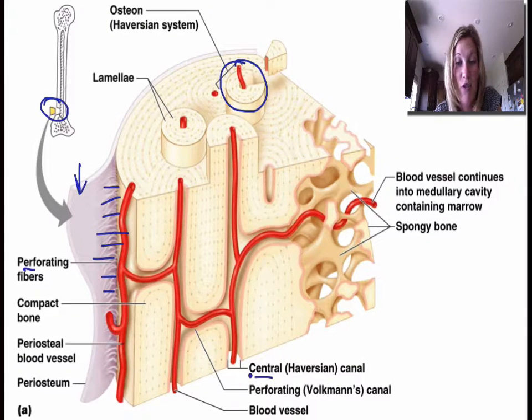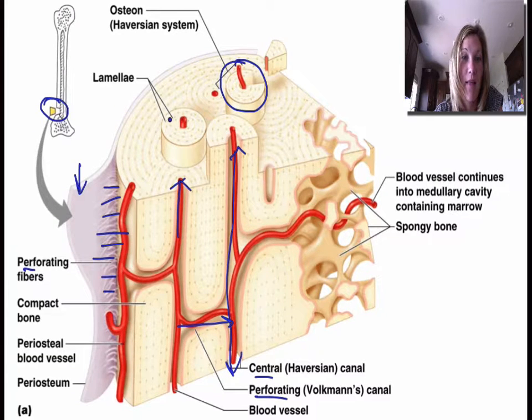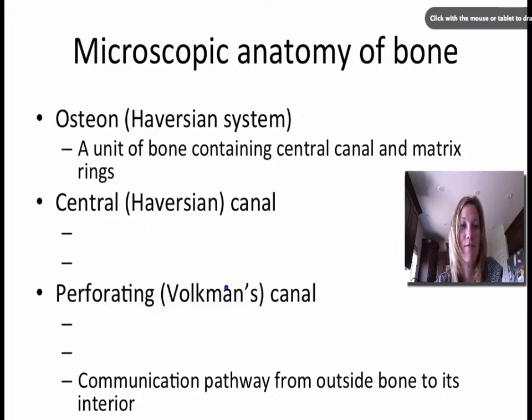Then we have a central canal. A central canal is going to be located, well, I guess they're vertical. So think the central canals are going to be vertical canals or vertical lines, and then perforating or the Volkmann's canal are going to be horizontal lines. So basically the central canals are going to be moving lengthwise. The perforating canals are going to connect each of the central canals together for a blood supply. The lamellae are going to be within these circular rings, and we'll talk about each of these in a little bit more detail right now.